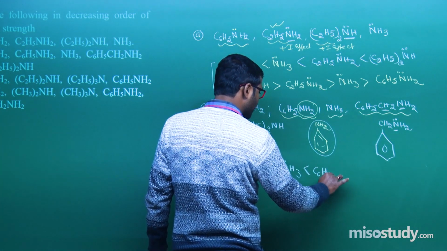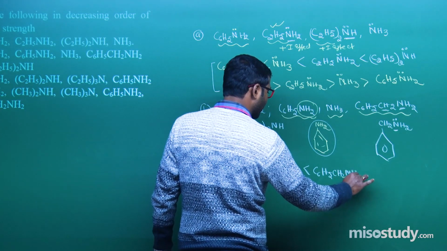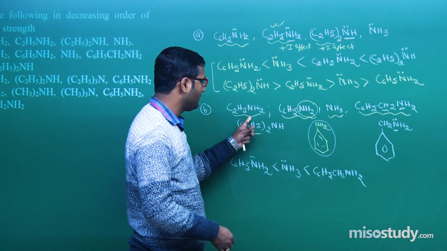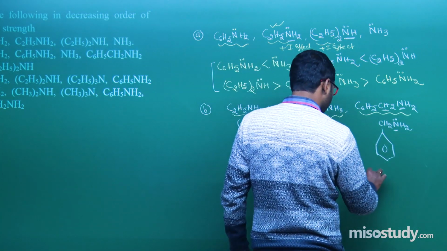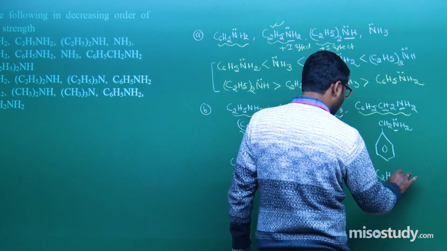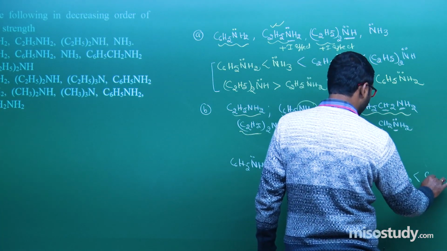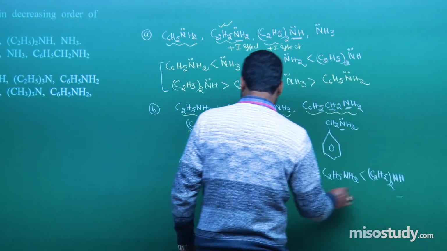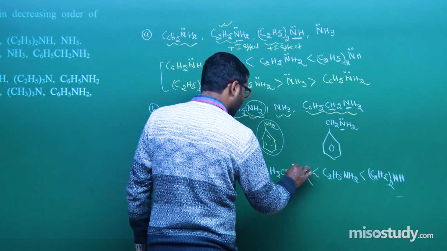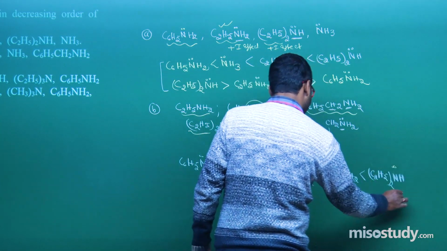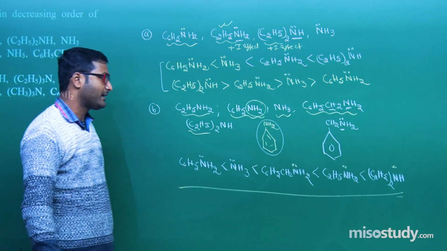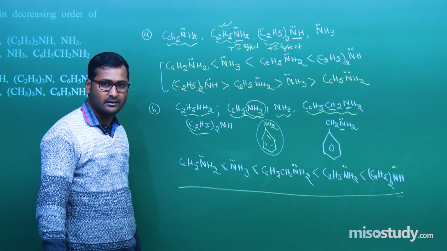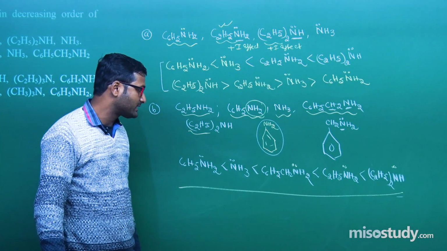Now come C6H5CH2NH2. Clear? Now compare this one and this one. I have discussed earlier, it will have less, it will have more. Then there comes C2H5NH2, and further we will write (C2H5)2NH. This is the complete order, my friend. Clear? Similar reason: the more the plus I effect. Actually, there are mainly two factors, the steric hindrance and the plus I effect. These are the factors which decide the basic character.